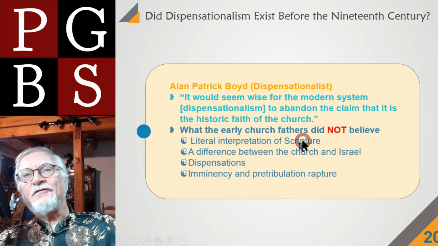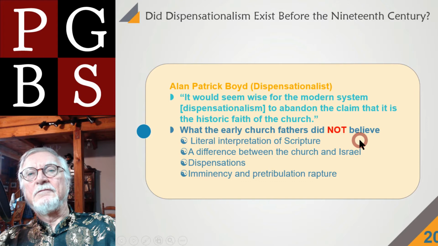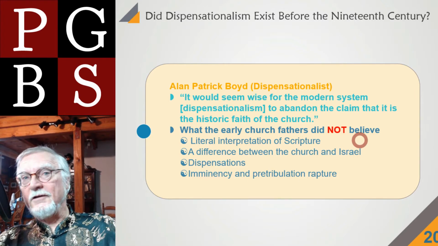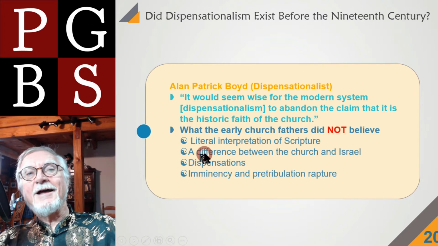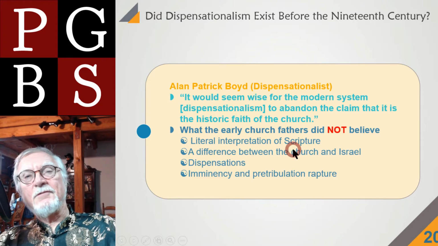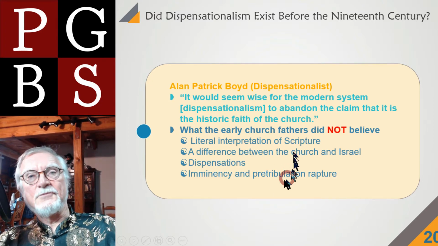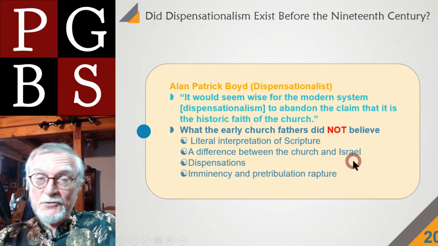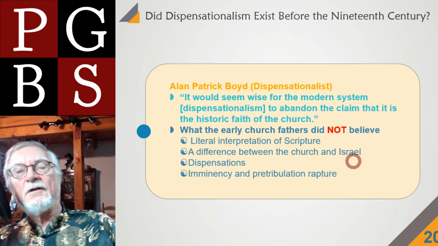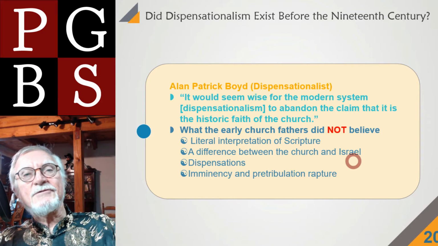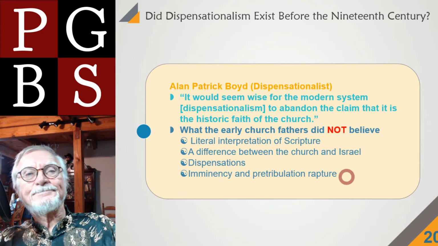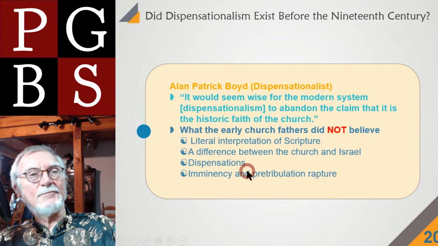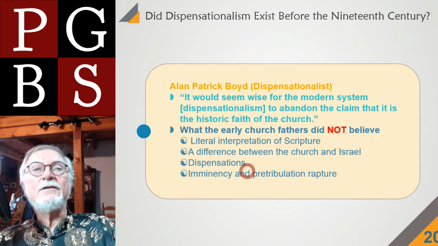Here's what the early church fathers did not believe, but which dispensationalists do believe. The early church fathers did not believe in a literal interpretation of Scripture. They believed in an allegorical form of Scripture. They did not believe in a difference between the church and Israel. They believed that the church was the new Israel, the fulfillment of prophecies and types in the Old Testament about the church. They didn't believe in dispensations. That was made up by Darby in the 1800s.